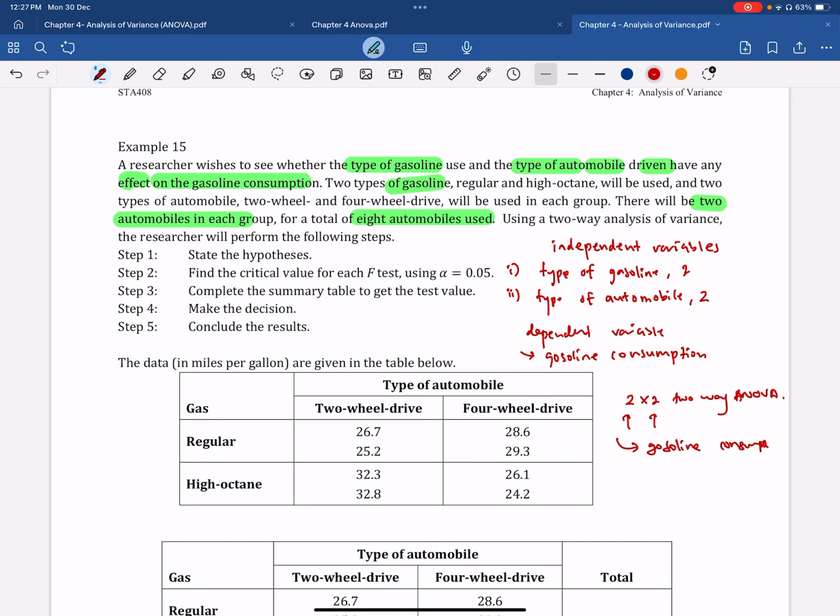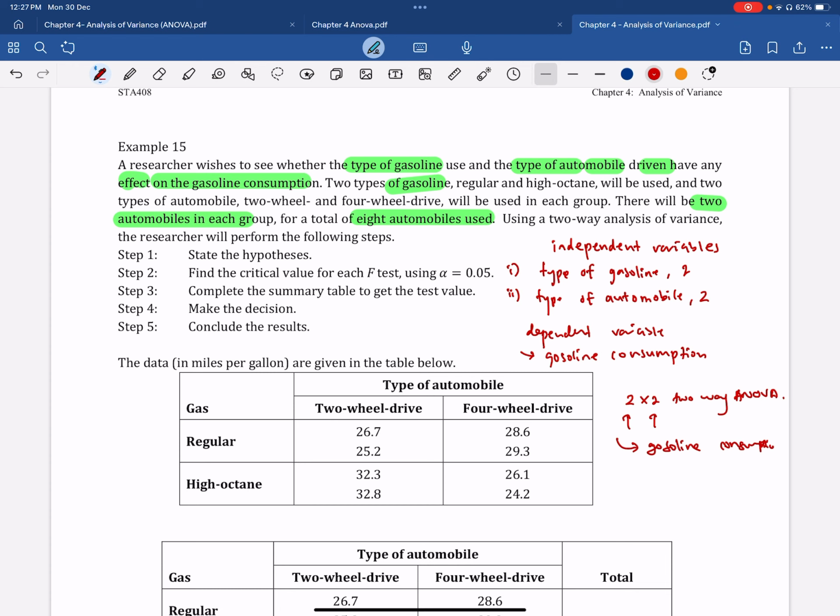So the first step is to state the hypotheses. Remember we have to mention the null and alternative hypotheses. Since this is two-way ANOVA, you will have an interaction hypothesis, one hypothesis for one independent variable, which is type of gasoline, and another one for type of automobile. We will see it using the example.